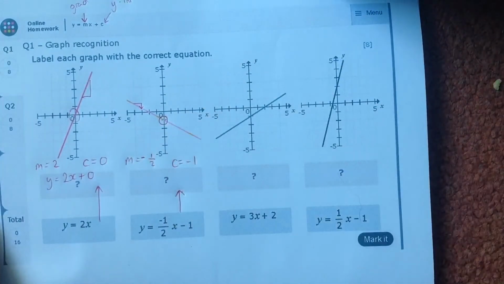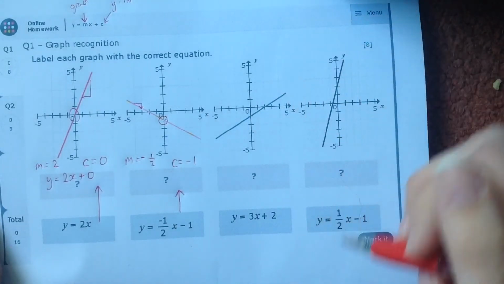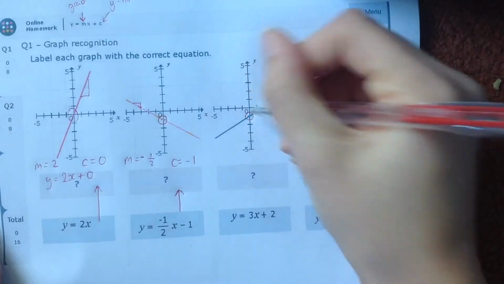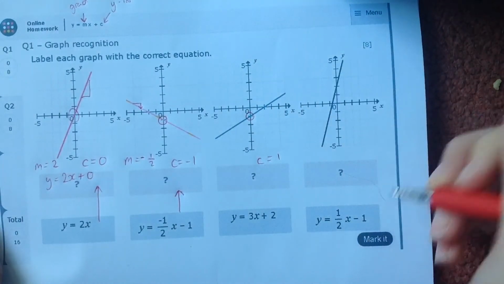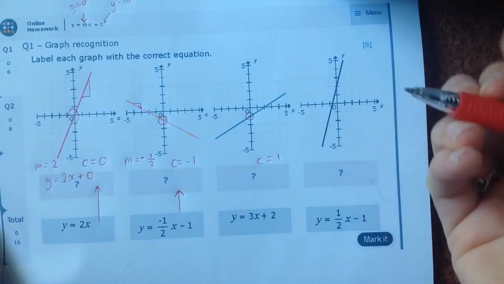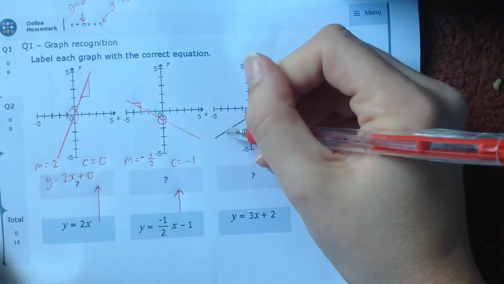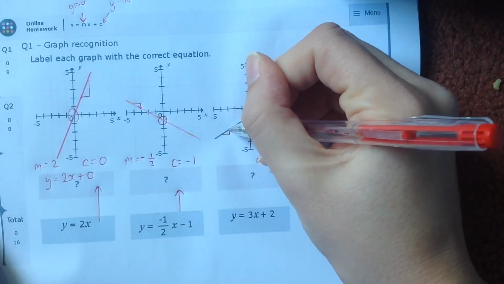So far, mine's been really easy. Let's have a look at this one here. Again, where's the y-intercept? The y-intercept is -1. Now we know it must be that one because it's the only one that's left with -1. But let's have a look at it. If I go along 1, I've gone up a half.